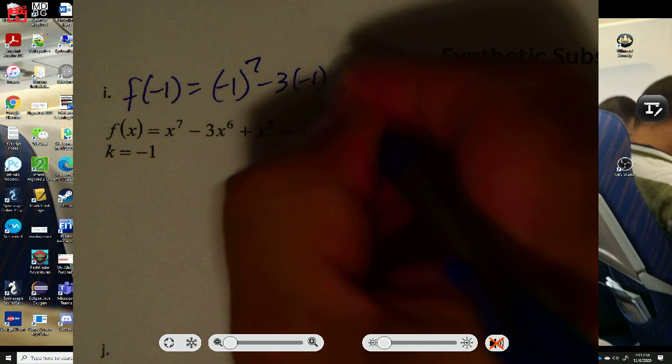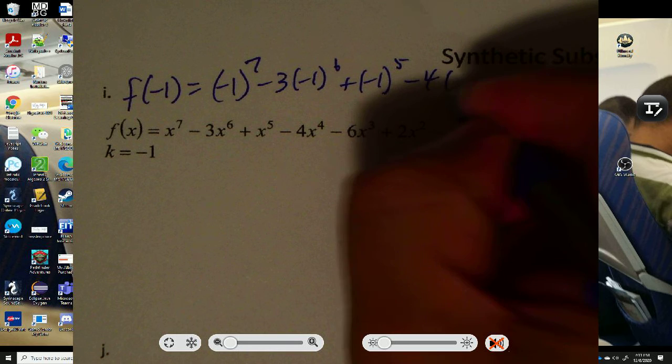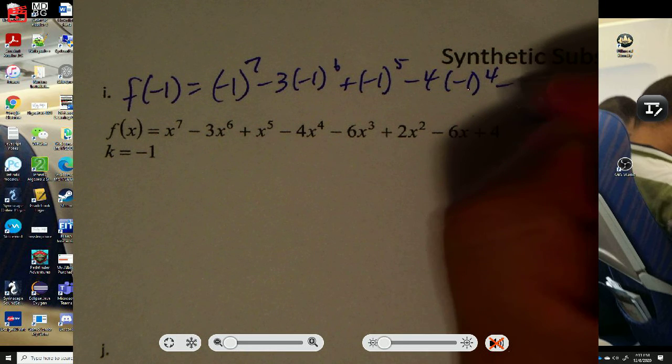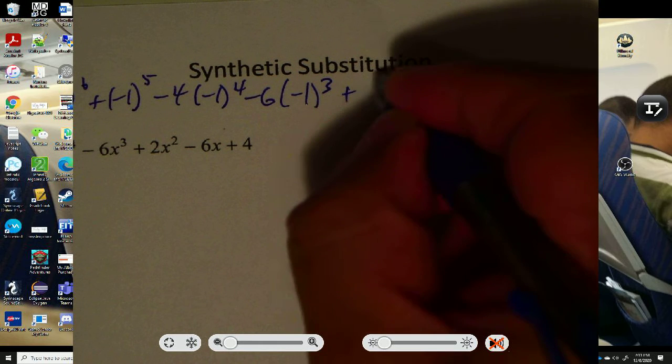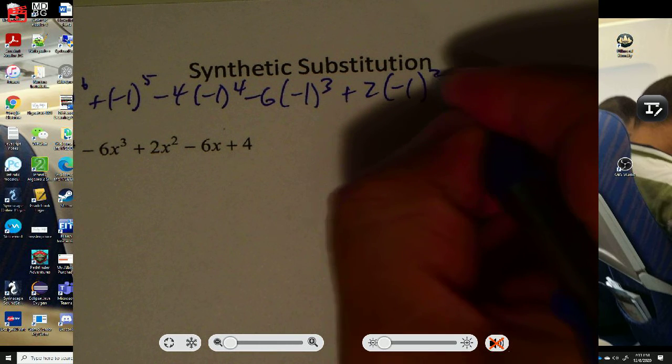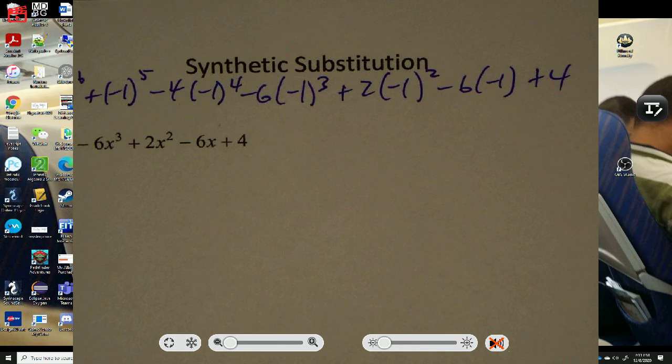So the normal way is you plug in negative 1, raise it to the 7, minus 3, negative 1 to the 6, plus negative 1 to the 5th, minus 4 times negative 1 to the 4th, minus 6 times negative 1 to the 3rd, plus 2 times negative 1 to the 2nd, minus 6 times negative 1, plus 4. Chances are good that you're going to mess that up. Even if you're using a calculator, chances are good you're going to mess that up.